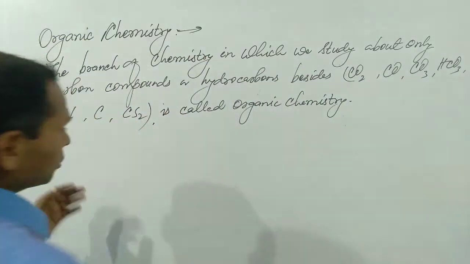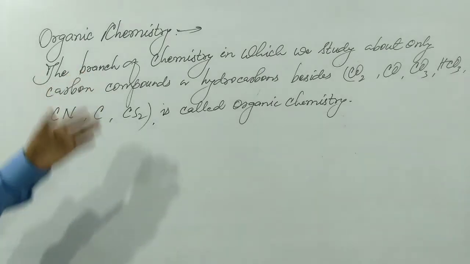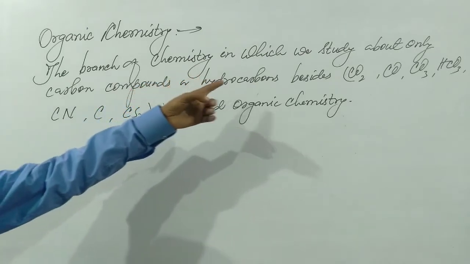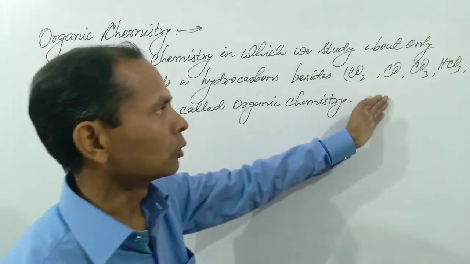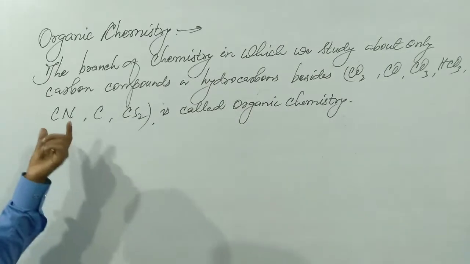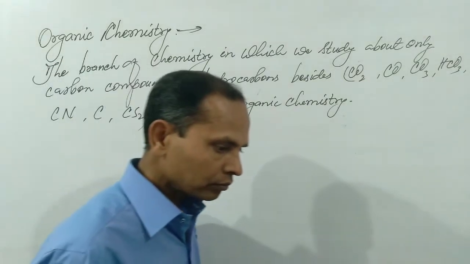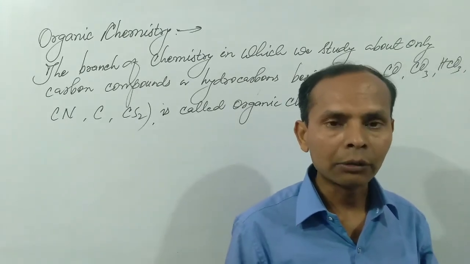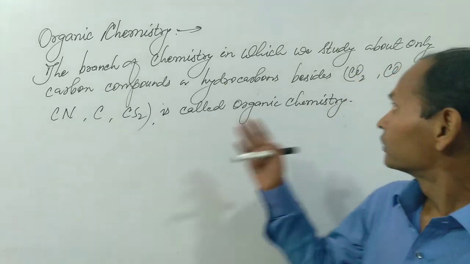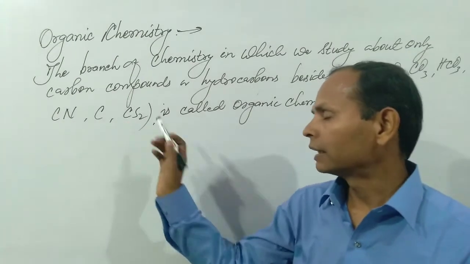So, after the definition of organic chemistry, we have to study in a detailed manner what vital force theory is. Before going there, we have to repeat the definition of organic chemistry: the branch of chemistry in which we study only carbon compounds or hydrocarbons, besides carbon dioxide, carbon monoxide, carbonate, bicarbonate, cyanide, carbide and carbon disulfide, is called organic chemistry. It means organic chemistry is a separate branch of chemistry in which we study only carbon compounds or hydrocarbons, besides carbonate, bicarbonate, carbon dioxide, carbon monoxide, cyanide, carbide and carbon disulfide.